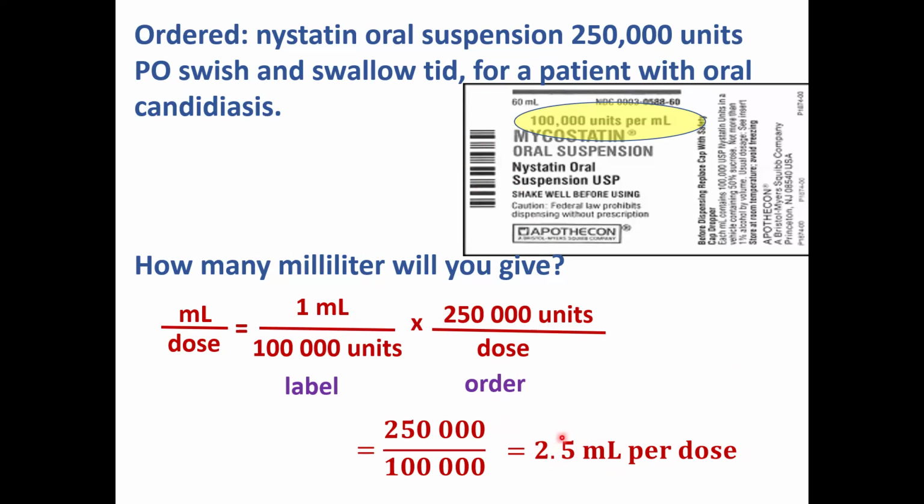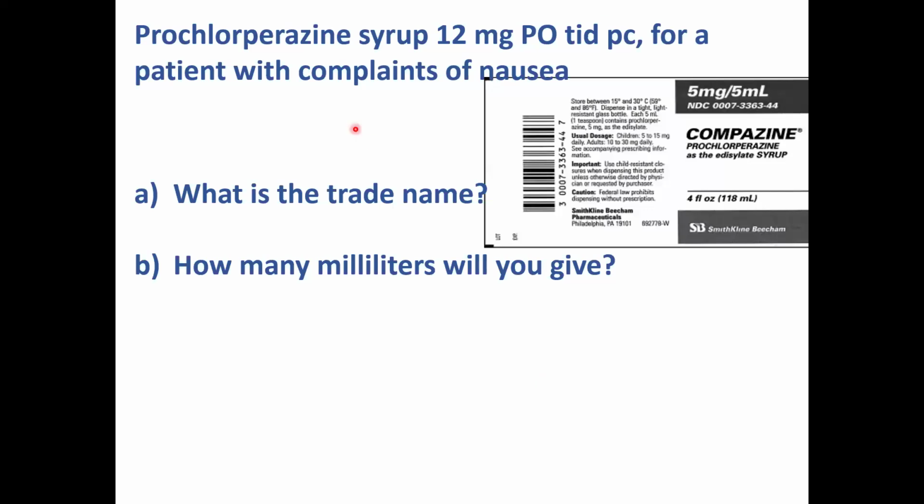Okay, looking at the next one. Oh, we've got this syrup. So again, it's in a liquid format here, but it's a syrup for a patient with some nausea. So what is the trade name? Looking at your label, you've got the big bold registered trademark. That one is our trade name. The smaller one, well, longer but smaller, is our generic name.